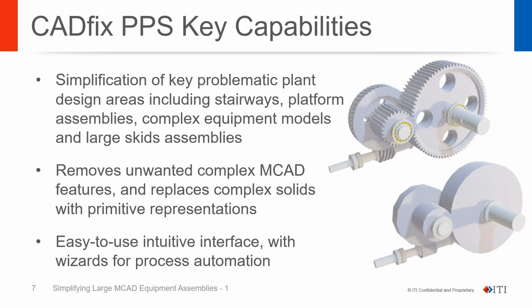So, CADfix's capabilities. CADfix PPS has functions to simplify CAD equipment, structures like stairways and platforms, and skid assemblies. It does all this by removing a range of unwanted CAD features and parts and converting complex solids into more rudimentary representations. This model on the right here is a good example of the cylinder simplification tool, the sort of thing that CADfix PPS does. And it does this all through an intuitive interface with wizards for process automation and batch processing.